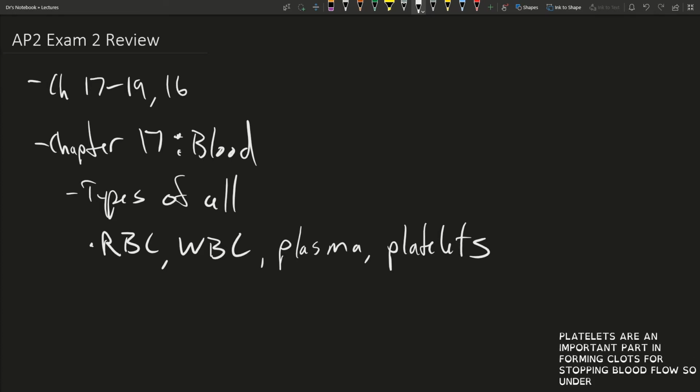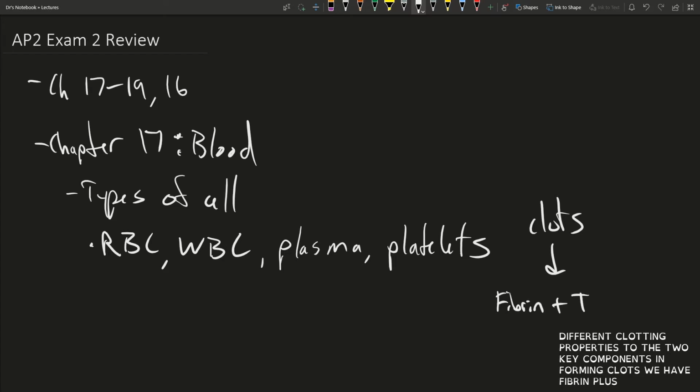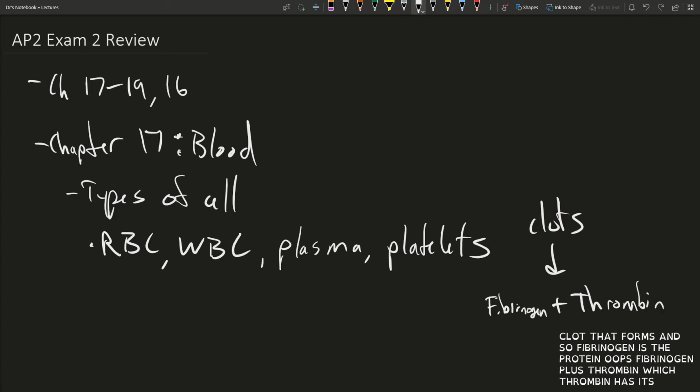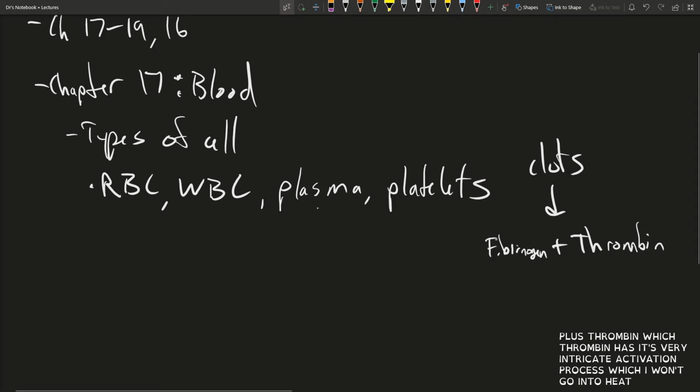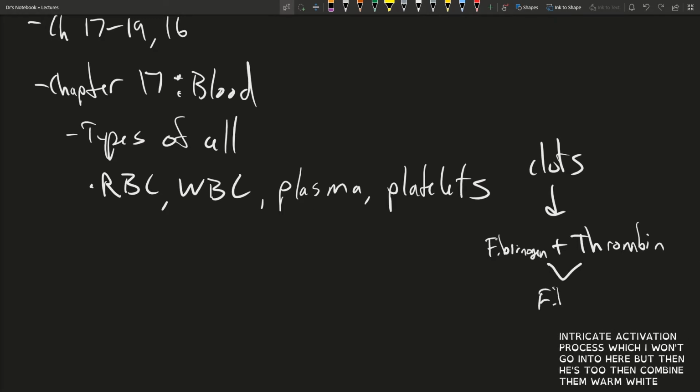We're talking about forming these clots now, so understand the importance of the different clotting properties. The 2 key components in forming clots are fibrinogen plus thrombin. Fibrinogen is the protein, and thrombin has a very intricate activation process, which I won't go into here. These two combine to form fibrin, which is the actual blood clot. If you don't have platelets, fibrinogen, or thrombin, you don't form a proper clot. So understand that little process, and that's the overview of it.